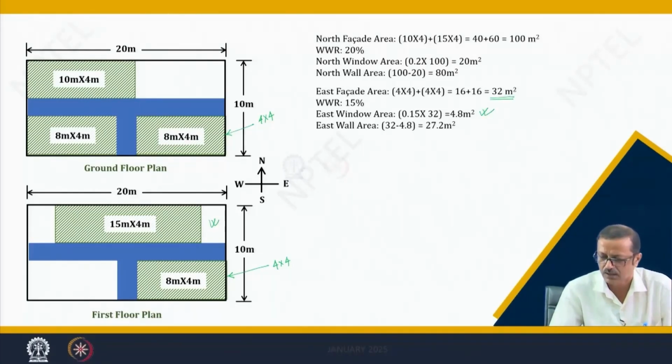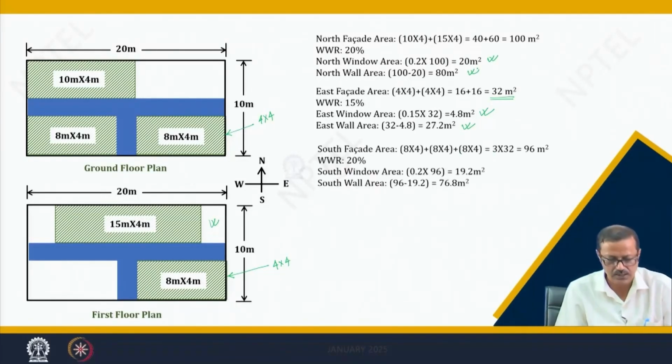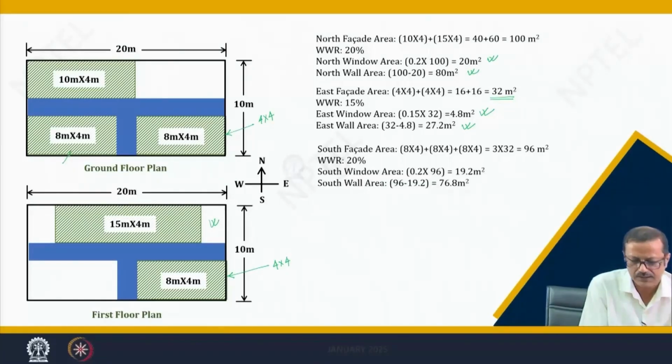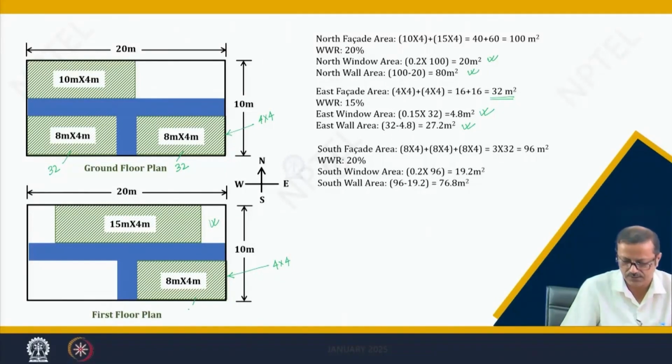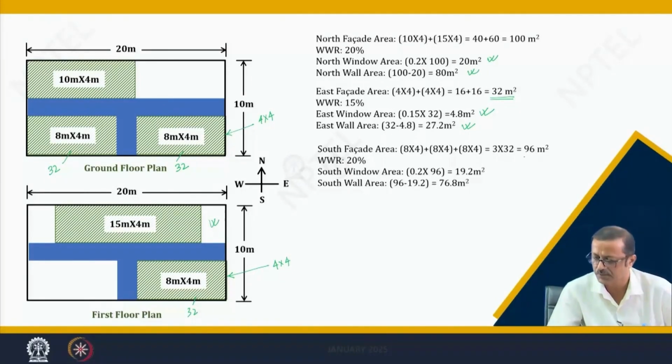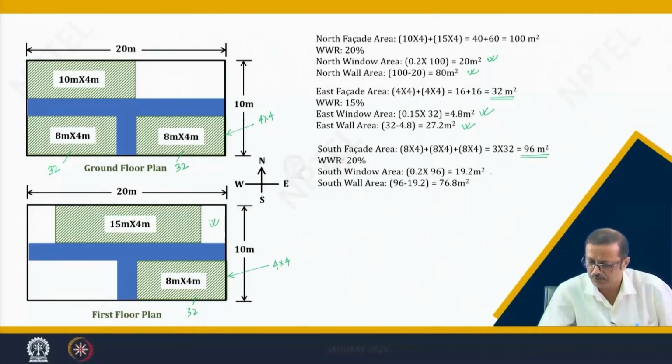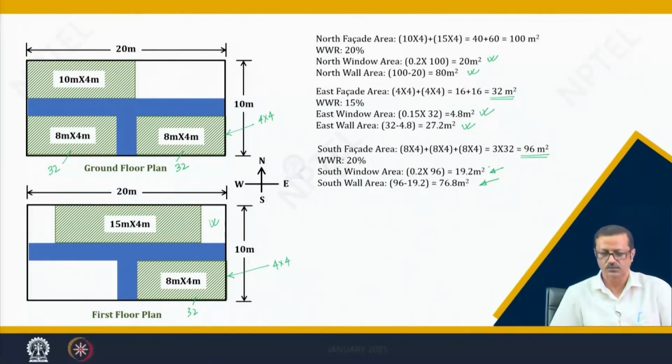So, I can find out the total wall area and the window area. This is the wall area and the window area. Similarly, the south is having these 2, these 2 are your 32, this is your 32 because 4 8s are 32, and this is also 32. So, it is almost about 3 times 32 is 96 meter square, and then the WWR and all these things are there. So, from that I can find out the wall and window area.